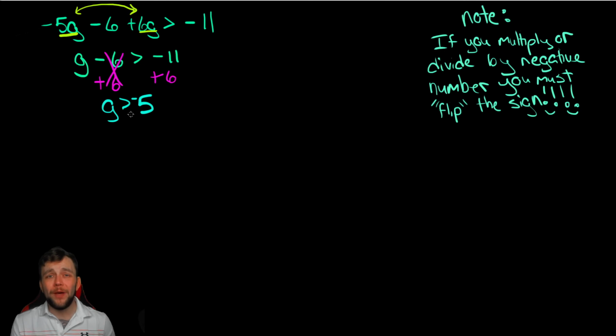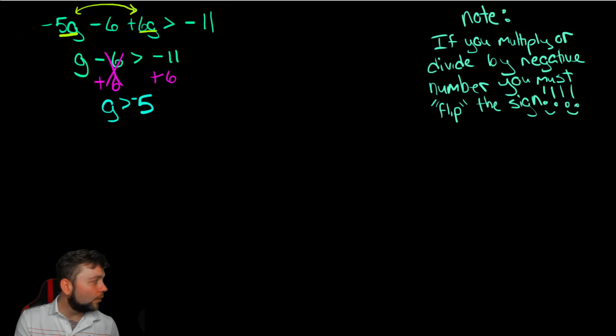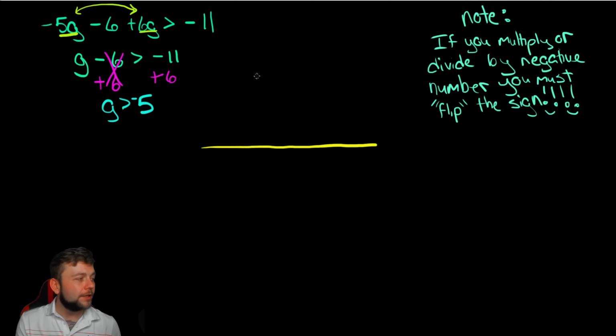How would we go about graphing this? Let's change to our nice yellow color for our graph, and we'll label it as the graph.